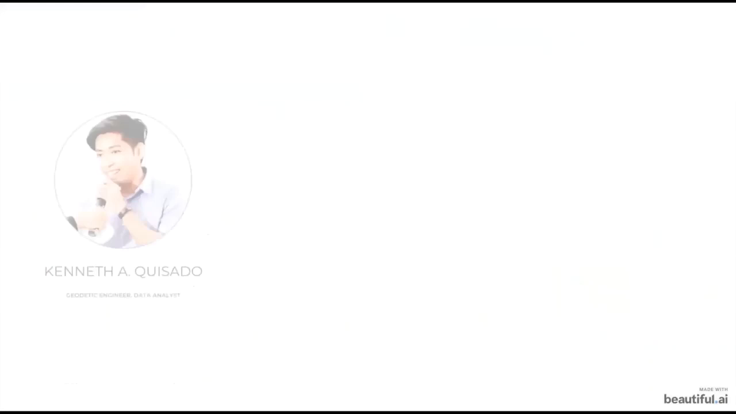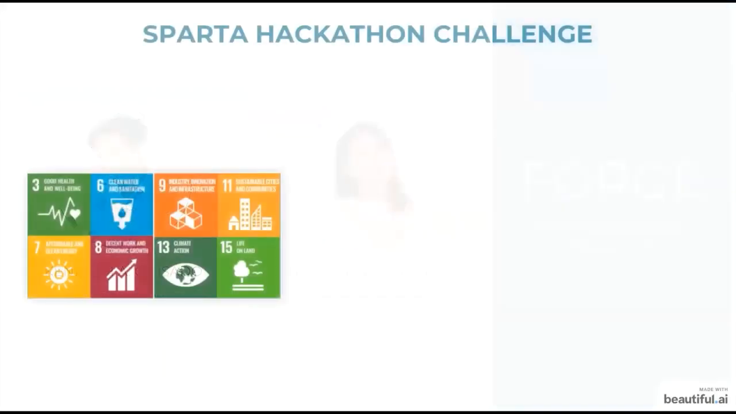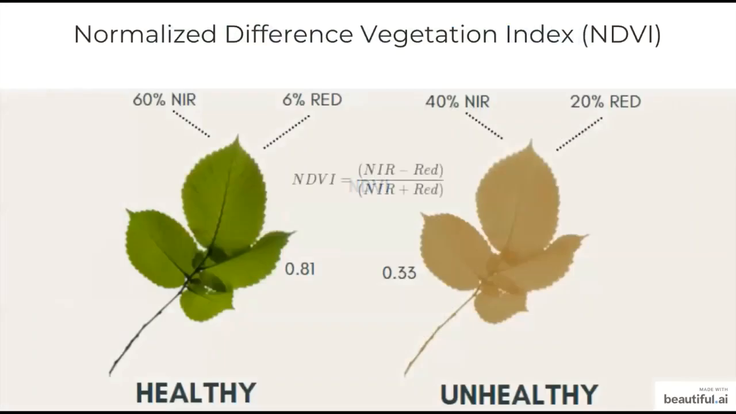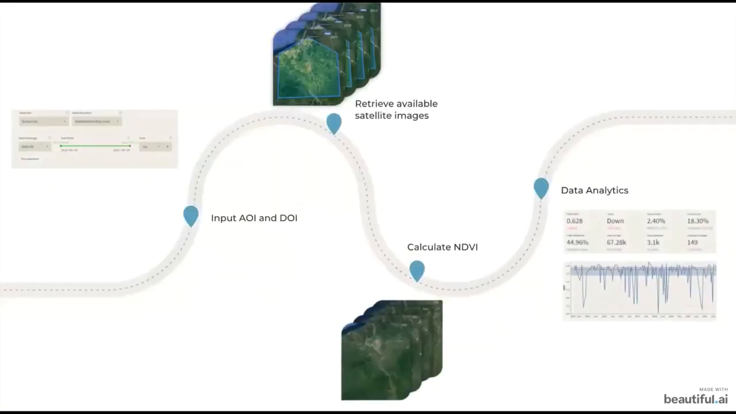That's why our team, Forge, decided to take on the theme of protecting and controlling forest ecosystems using data and technology. We want to augment existing good practices using data-driven solutions that are cost-effective and scalable. We employ the concept of Normalized Difference Vegetation Index or NDVI. This is a widely used indicator to quantify vegetation health based on how the vegetation responds to light at the near-infrared and red band from an area of interest.